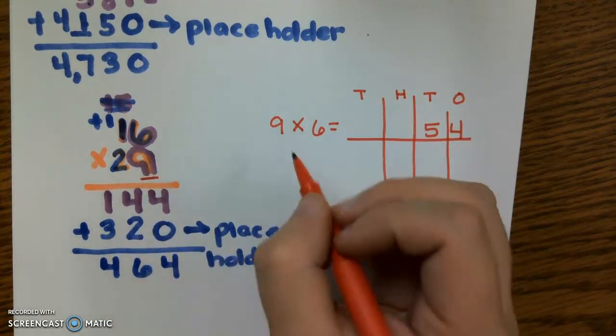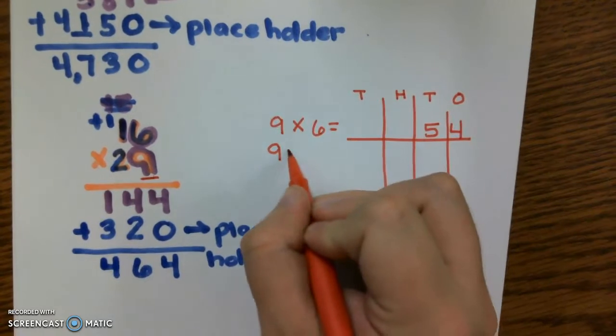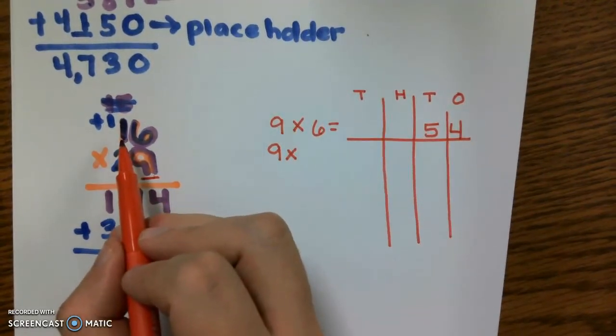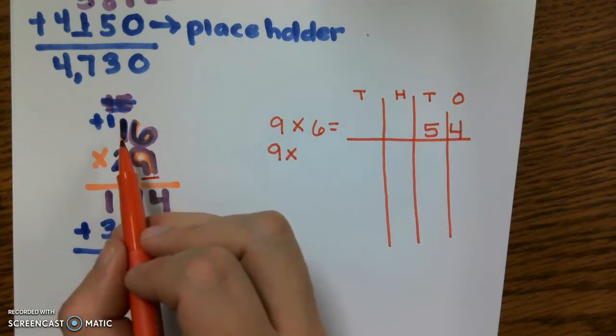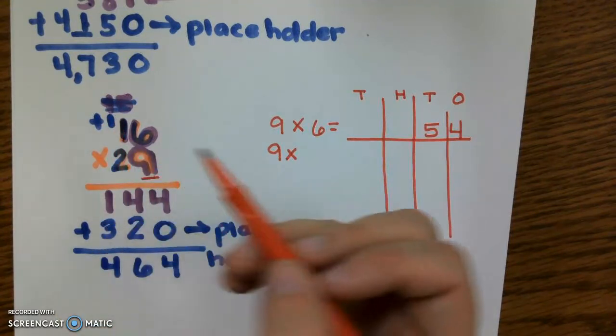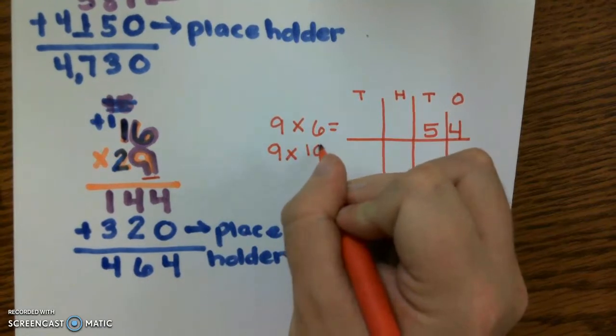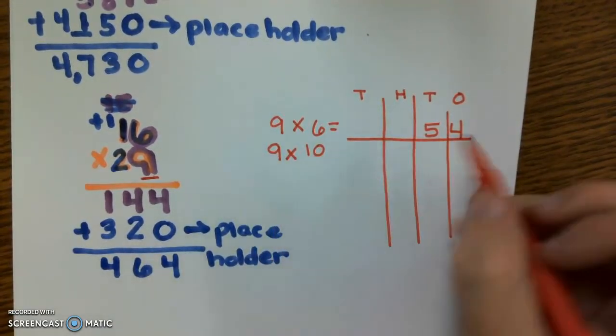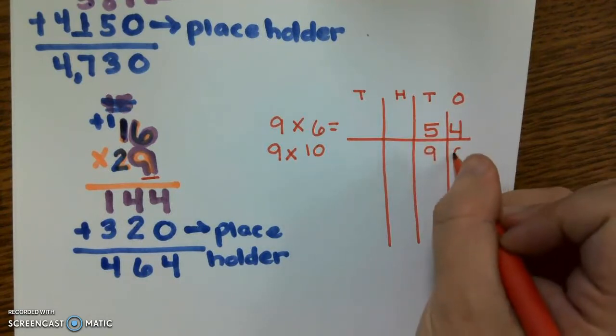Now I'm going to take 9. It's still in the ones place, so it's just 9 times 1. But this 1 is in the tens place. So if there's 1 ten in the tens place, that means it equals 10. So really it's 9 times 10. Well, that's easy. 9 times 1 is 9, plus this 0 is 90.